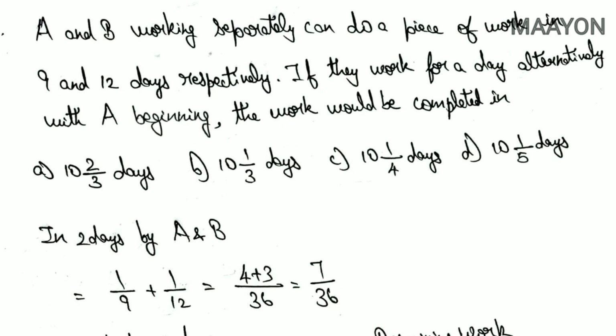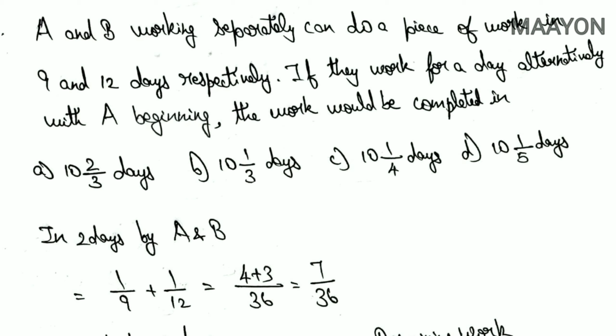Model 3. A and B working separately can do a piece of work in 9 and 12 days respectively. If they work for a day alternatively, with A beginning, the work would be completed in: option A, 10 2 by 3 days; B, 10 1 by 3 days; C, 10 1 by 4 days; D, 10 1 by 5 days. Now let's understand the question.